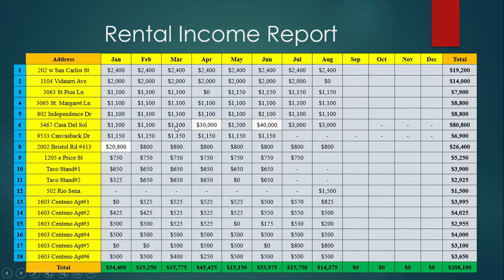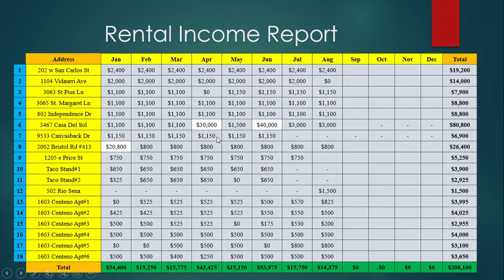So Casa del Sol, I received a down payment. I was renting at $1,100 up until March, and then in April I received a $30,000 down payment. And then I received a $1,500 payment, and then a $40,000 payment. So right now I believe they have a balance of about $14,000 that they owe me. It's almost paid off. So I believe it will be paid in September, or if not, in October.